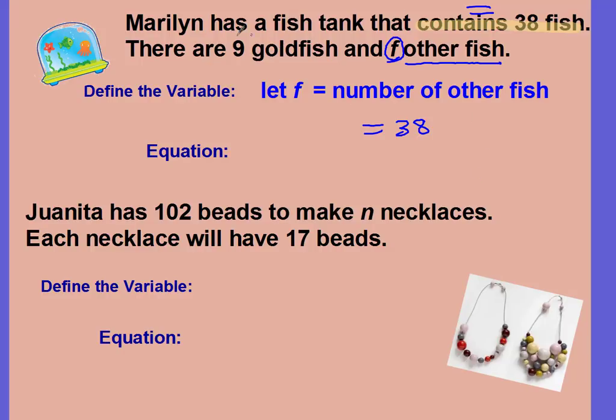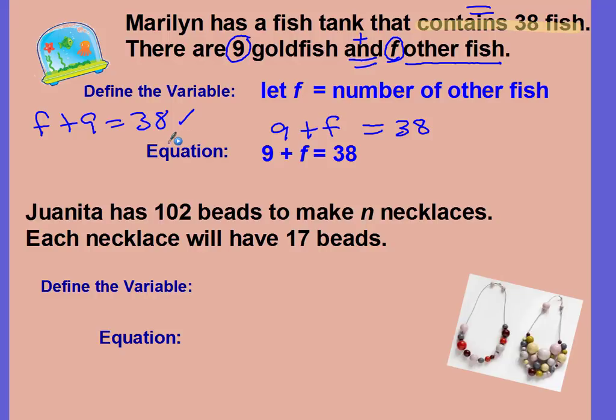So now we come back to what else we know. We know that there are 9 goldfish and that there are F other fish. What do we need to do with the 9 and the F? What operation do we need to do to make the 38 total fish? Well, it says 9 goldfish and. This and is a good clue word that means to add. So you would add them together. 9 plus F equals 38. Let's check and see if we got it correct, and we did. Can we write this as F plus 9 equals 38? Yes, you can. That is just the commutative property, right? So these are the two correct equations.